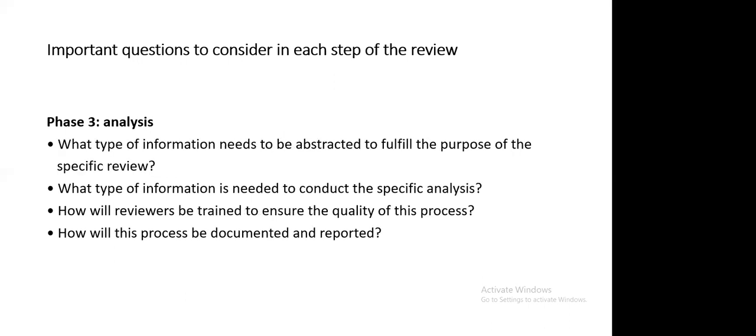The third phase is analysis. Then we ask: what type of information needs to be abstracted to fulfill the purpose of a specific review? What type of information is needed to conduct the specific analysis? Third question, how will reviewers be trained to ensure the quality of this process? And very important, how will this process be documented and reported? All these 4 questions are under the umbrella of analysis.